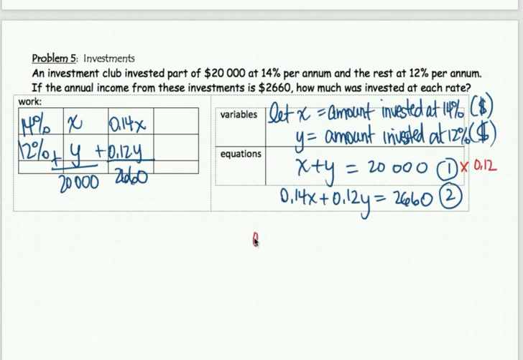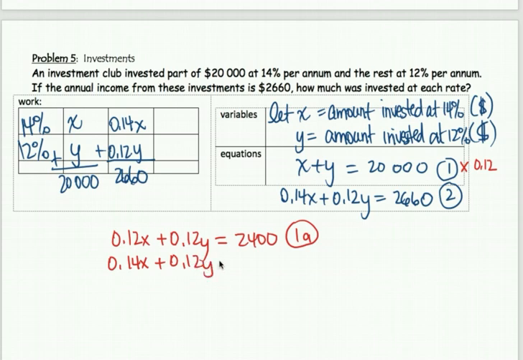Okay, so when I do that, actually, I'll do it over here. And that all equals, I'm going to multiply the 20,000 as well, 2,400. Okay, and there is now my 1a. Okay, all right, I'm just going to write this one in red as well. So this is equation 2. We didn't change it at all. We're just rewriting it underneath. There's equation 2.